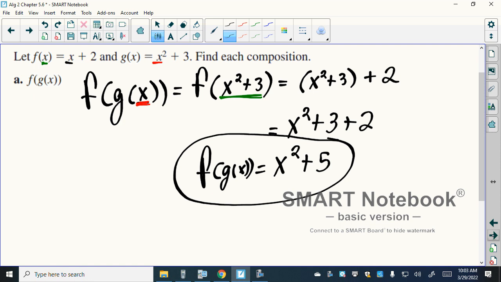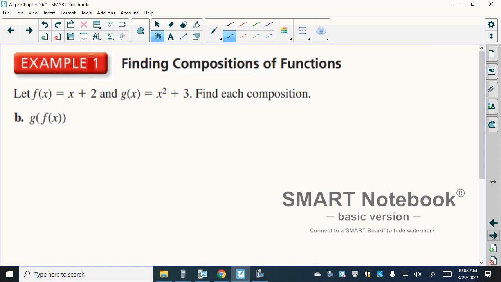Let's go the other way. Let's find g of f of x. Because we found for these two functions here f of g of x was our x squared plus 5. You don't have to rewrite that down. I'm just rewriting it down so we have it. Yeah, it should be the top of the next page.